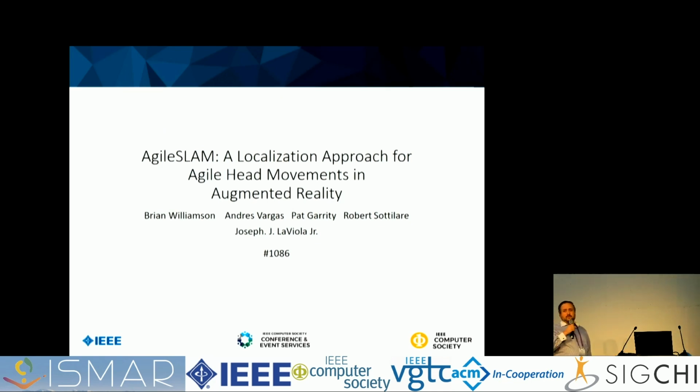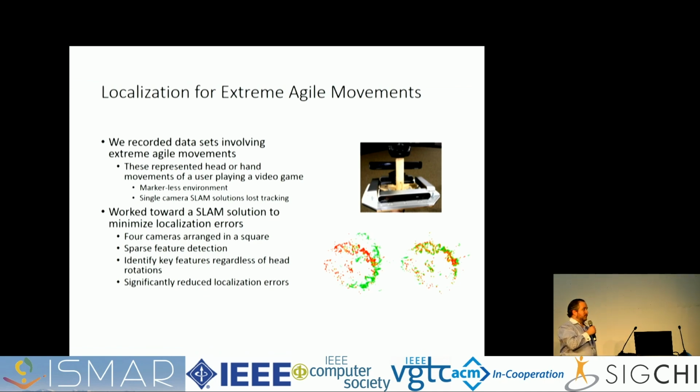Hello, I'm Brian Williamson, University of Central Florida. Our research focused on tracking during extreme agile movements like you might see during a physically active video game. We found that single sensors tended to have large tracking errors. So we used a sensor array, sparse feature detection, and greatly reduced our localization errors.